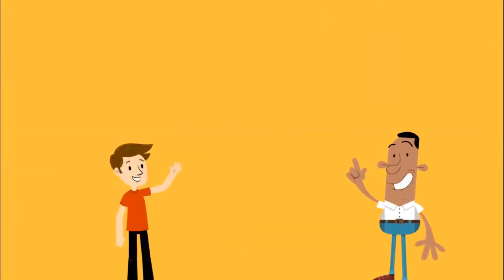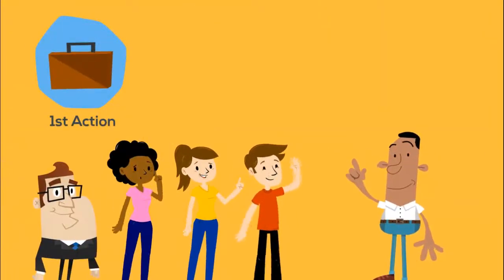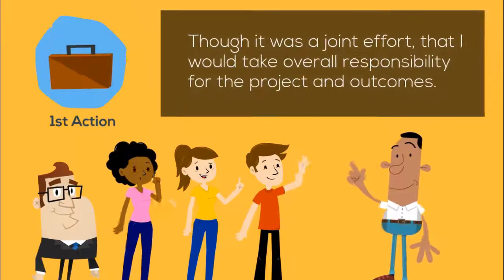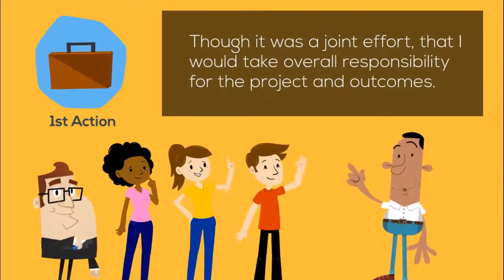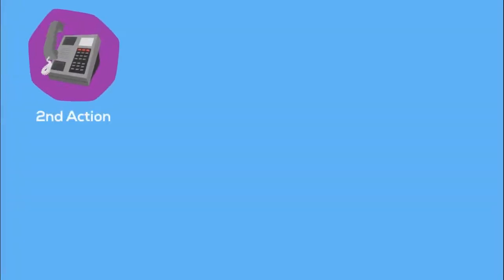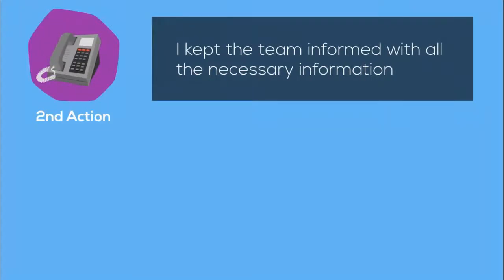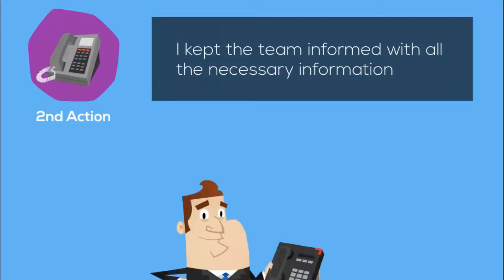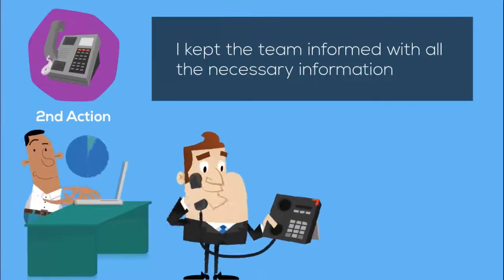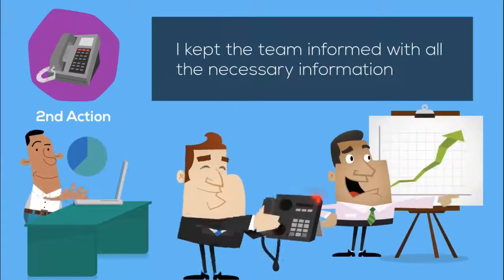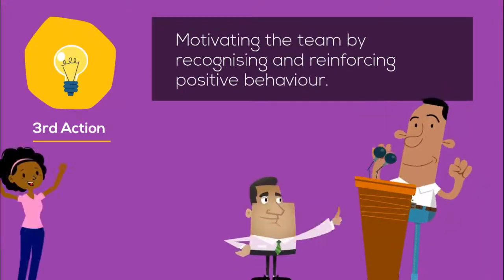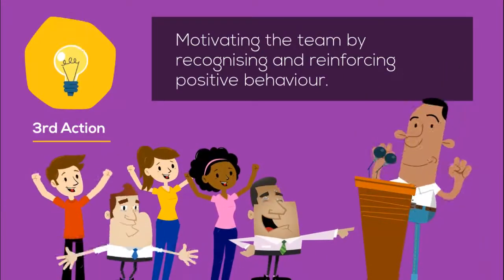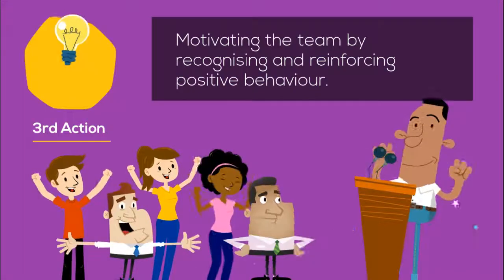In our example, the actions are, firstly, making it clear to the team that though it was a joint effort, I would take overall responsibility for the project and outcomes. Secondly, I kept the team informed with all the necessary information, such as conversations with sponsors, registration numbers, budgets and venue details. And the third thing was motivating the team by recognising and reinforcing positive behaviour, such as acknowledging and thanking them in front of the rest of the team.